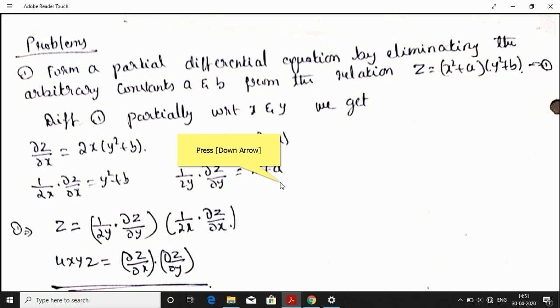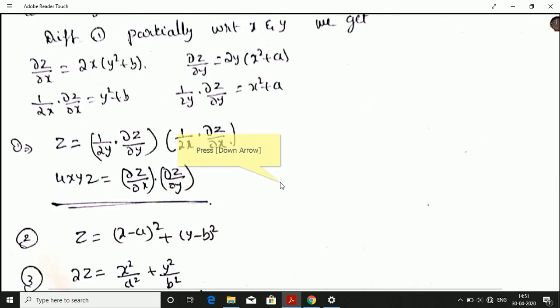From the second relation, y square plus b is equal to 1 by 2x into del z by del x. From the third relation, x square plus a is equal to 1 by 2y into del z by del y. Now substitute the x square plus a and y square plus b values into equation 1. It takes the form z is equal to 1 by 2y into del z by del y into 1 by 2x into del z by del x, where 1 by 2y into 1 by 2x is 1 by 4xy. On cross multiplication, 4xyz is equal to del z by del x into del z by del y, which is the required partial differential equation.